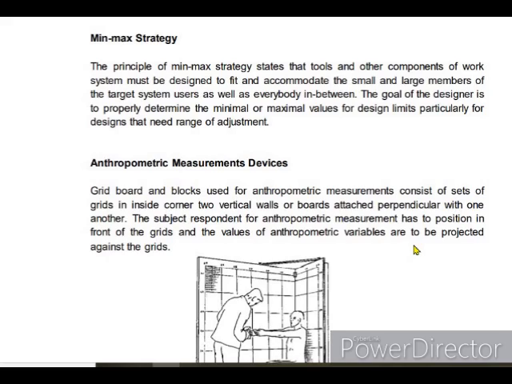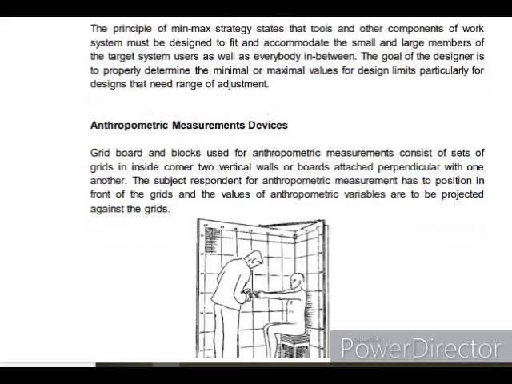Next, anthropometric measurement devices. So what are these devices?